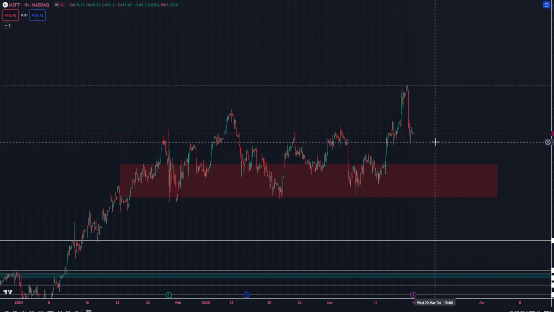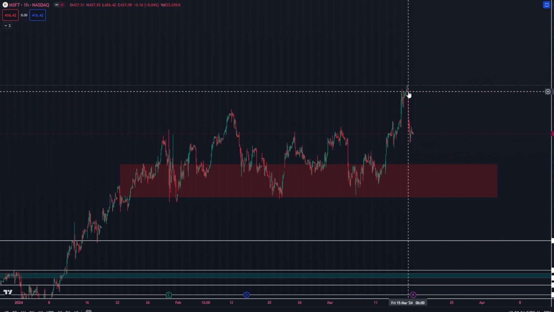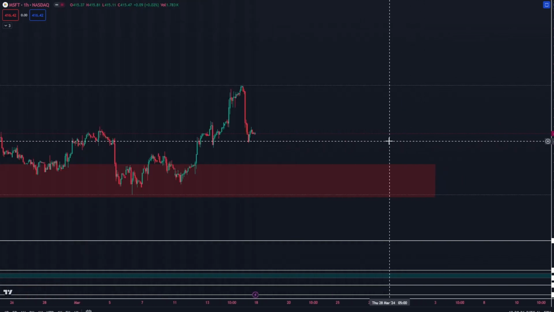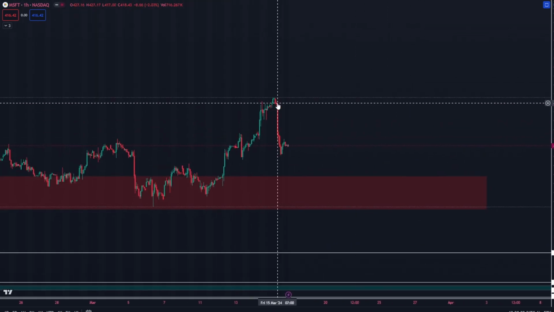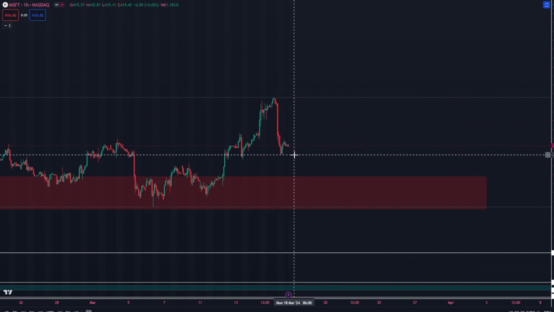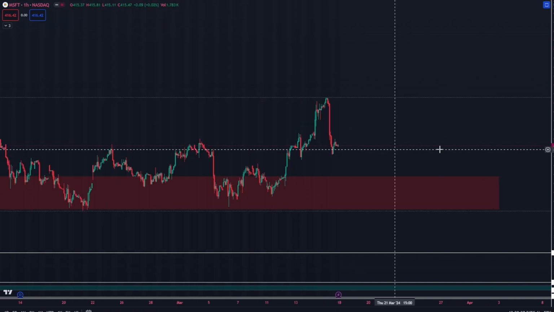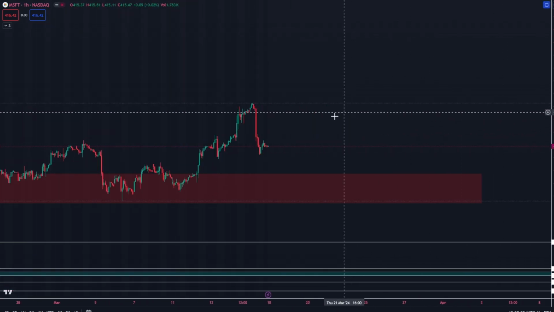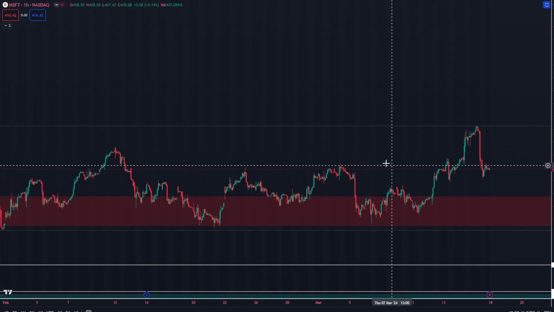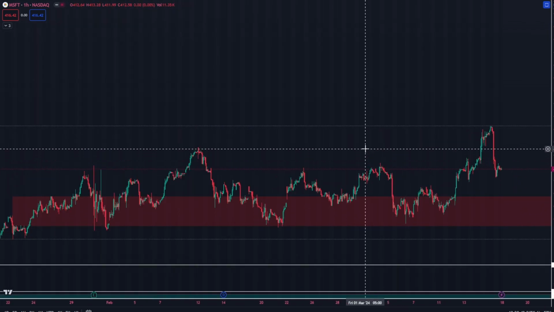With that being said, we ended up actually coming down very, very hard on Friday. On Friday, we opened about here, 427, 428, and we ended up seeing 412. So a very big drop, a lot of profit taking. Again, it was just the overall trend of the market on Friday.